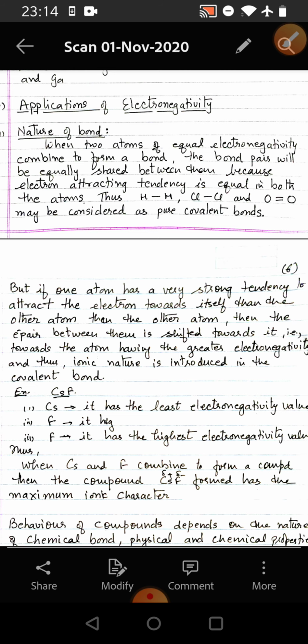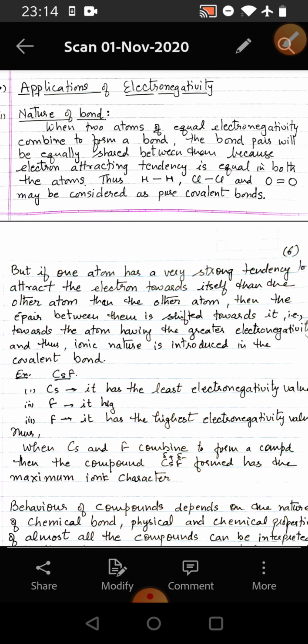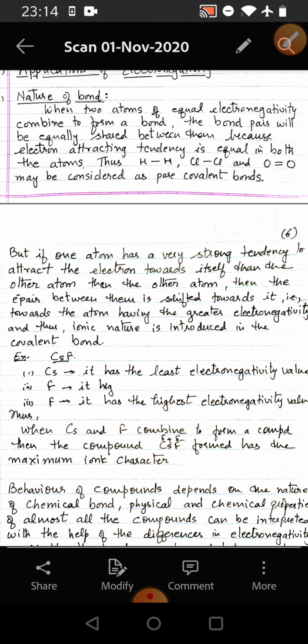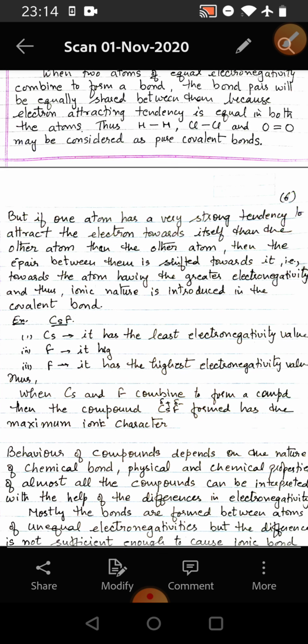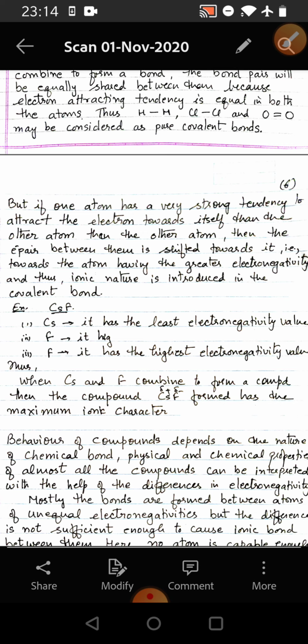Now, let us take applications of electronegativity. First is nature of bond. When two atoms of equal electronegativity combine to form a bond, the bond pair will be equally shared between them because the electron attracting tendency is equal in both the atoms. Thus, H-H, Cl-Cl and O-O may be considered as pure covalent bonds.